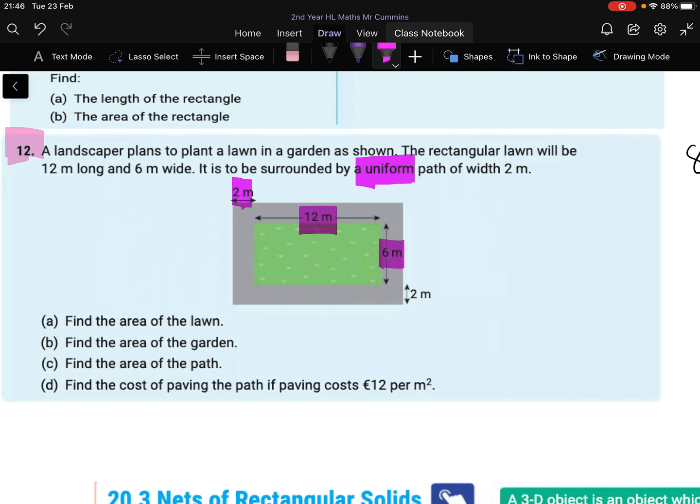Or telling us it's uniform, so it's the same all the way around. Area of the lawn. Okay, so the area of our lawn is just going to be 12 by 6, which is 72 meters squared.